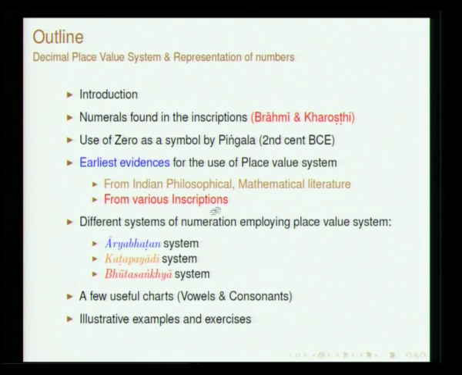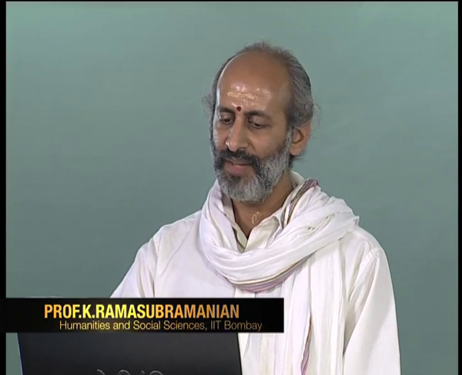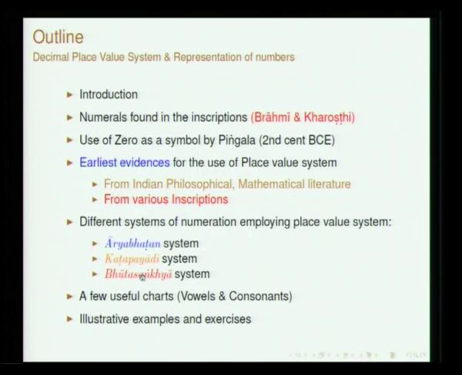The earliest concrete reference, in terms of representation, has to be traced from some of these inscriptions. So, we have this Brahmi, Kharoshti, etcetera. The earliest evidences can be traced even in philosophical literature, as I was mentioning. After the introduction and the references from the philosophical as well as mathematical literature, I will move on to describe three different representations which have been used by Indian astronomers to refer to numbers: Aryabhatan system, Katapayadi system, and Bhuta Sankhya system. These are three different representations which have been employed to represent huge numbers which occur in the astronomical works.